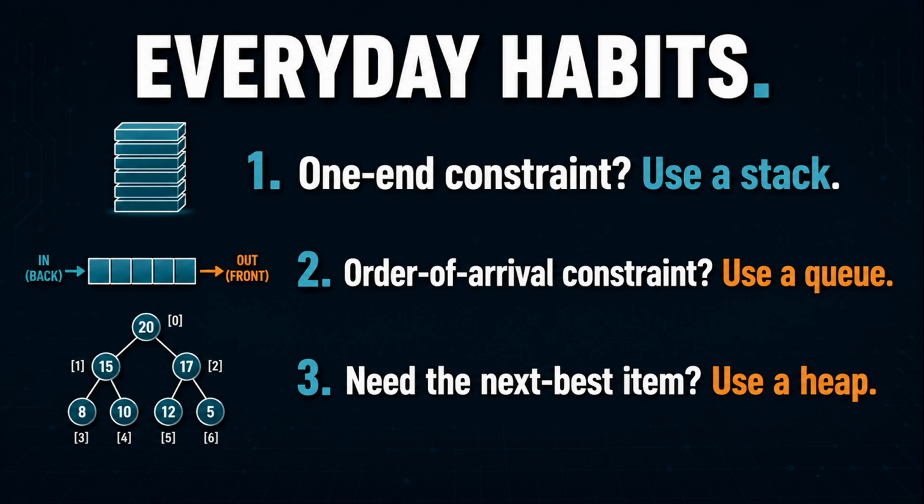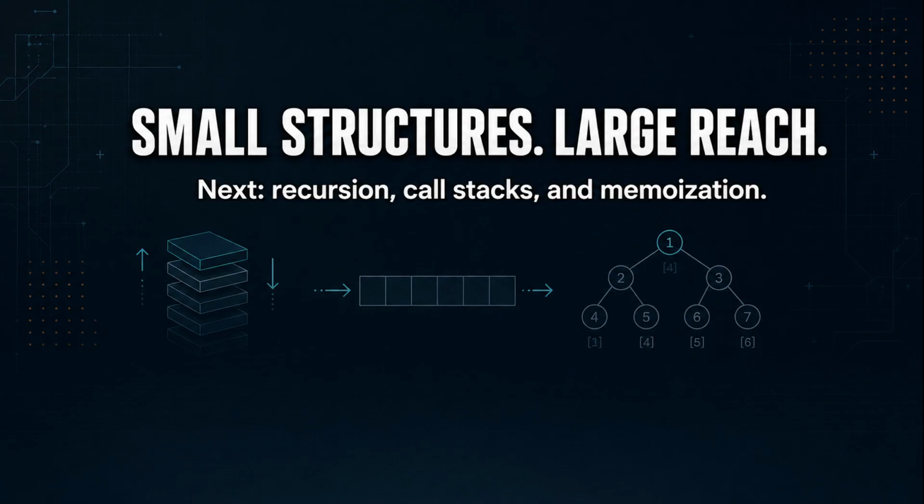Pick the structure that makes the hot operation cheap. Same lesson as every chapter. The data structure is the agreement about which operations get to be fast. 3 small structures. Most of the scheduling, traversal, and ranking in your code lives on top of one of them.